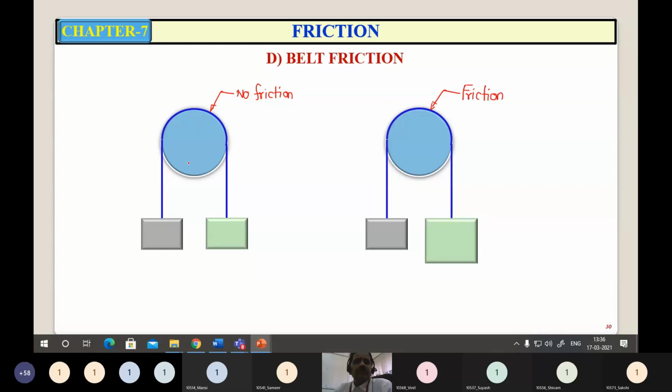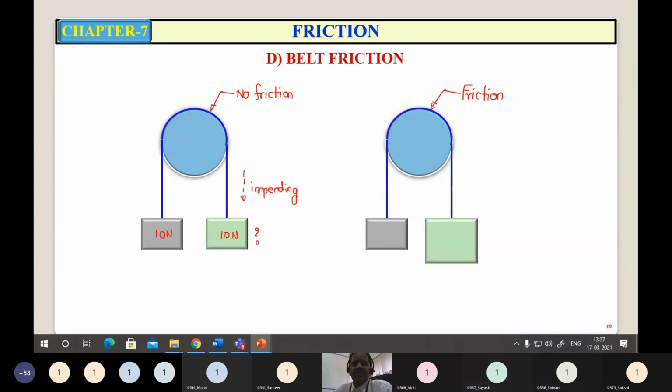Now, in the first case, on one side of the belt, suppose 10 Newton force is applied. Now you tell me, how much force is required on the other side so that this side will be in impending motion? Means this side is about to slip, on the verge of slipping. So how much force is required? If there is no friction, yes, 10 Newton.